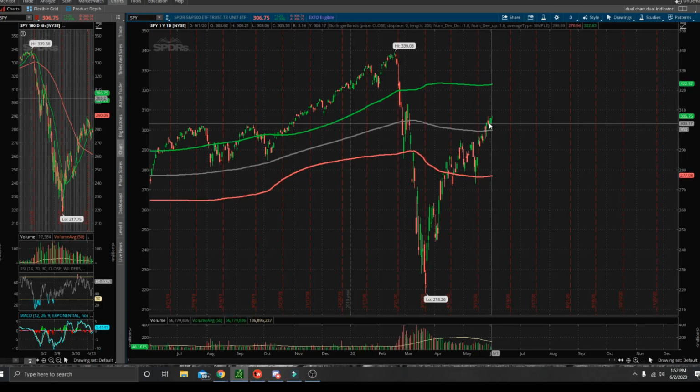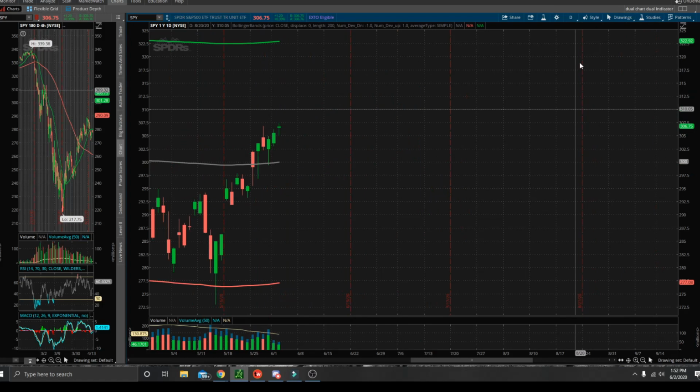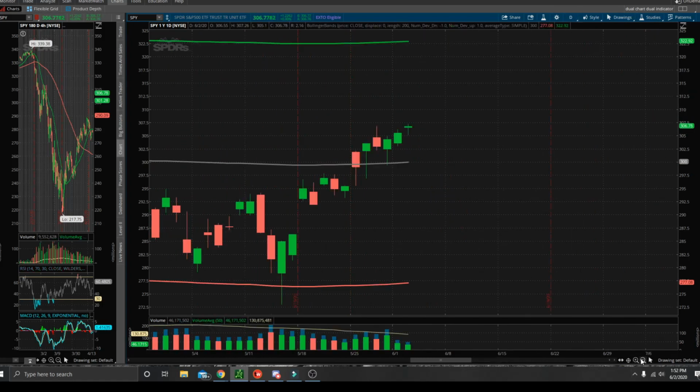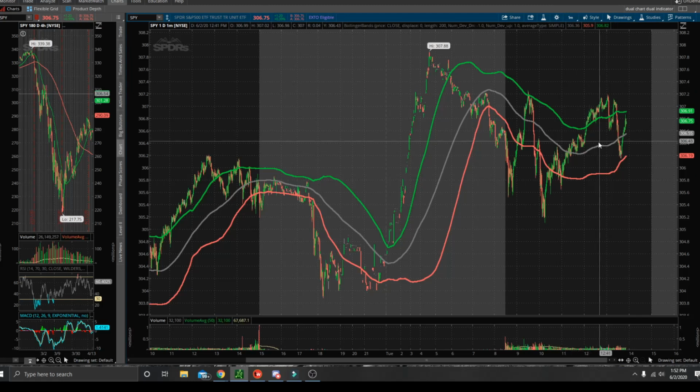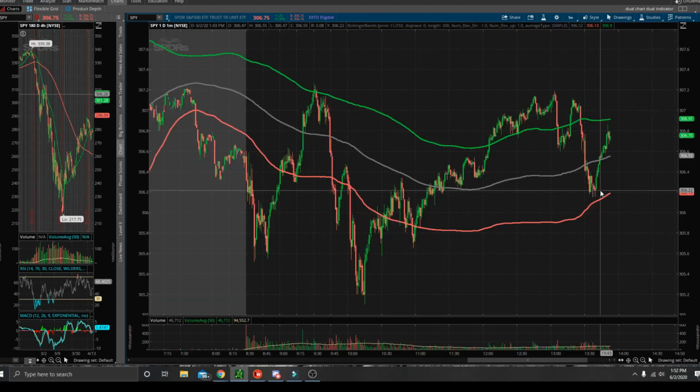So this is where we are right now. The market's actually open right now. Let's go to the 1 day 1 minute again. So this is where we're at right now. Came down here, bounced almost on it, and we're coming back up.